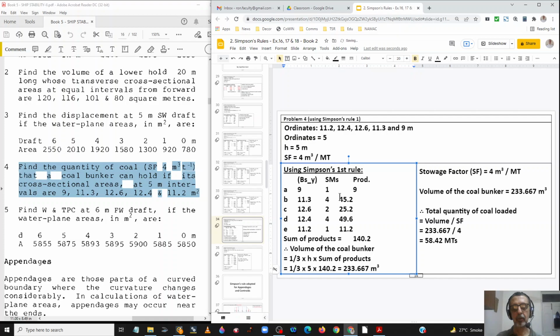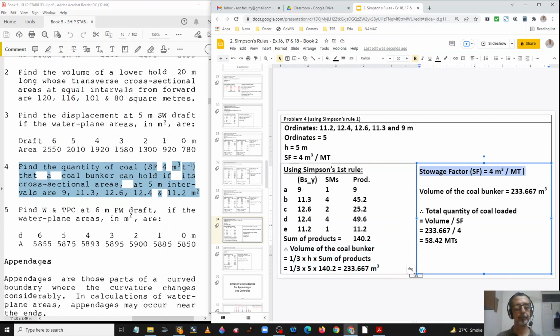Thereby getting 5 products, and the sum of these products is equal to 140.2. Thus the volume of the coal bunker is equal to 1 upon 3 into H into the sum of the products. When we substitute the value for H, which is 5, and the sum of products, which is 140.2, we get that volume is equal to 233.667 cubic meters.